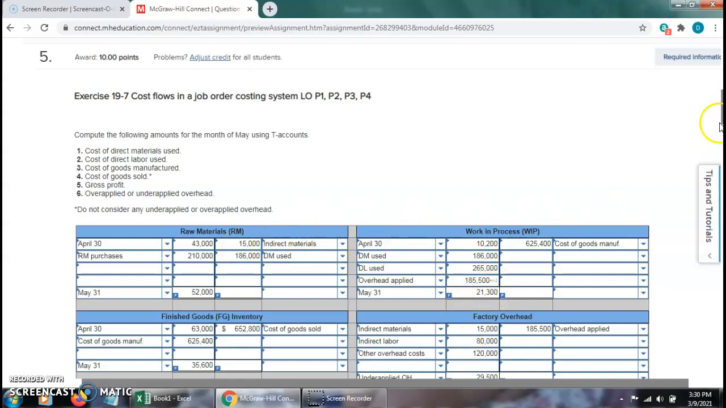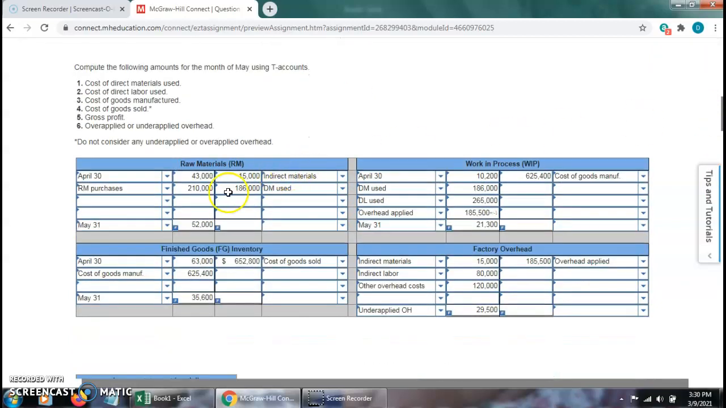If we look at the T accounts right over here, to get to how much materials was used, we take this plus this, minus the 15, minus 52, that gives us the 186. That 186,000 is our direct materials used. Remember, that comes over here to our work in process. Then we start with our beginning WIP plus our materials used plus our labor.